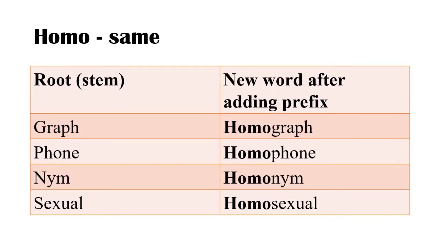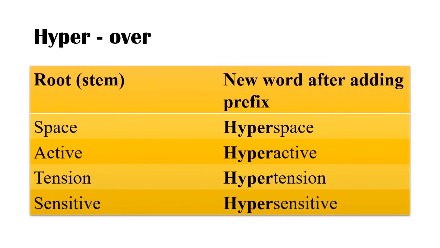Homo means same. The words formed after adding prefix homo are homograph, homophone, homonym, homosexual. Hyper means over. The words formed after adding prefix hyper are hyperspace, hyperactive, hypertension, hypersensitive.